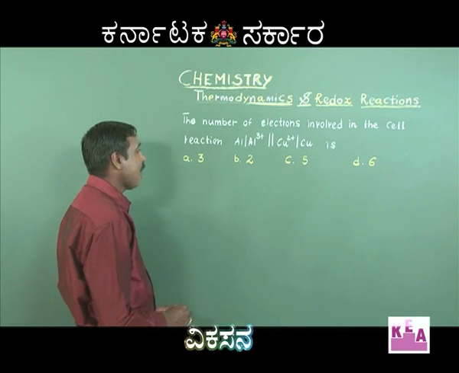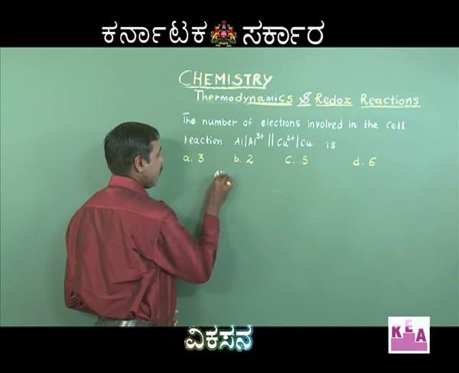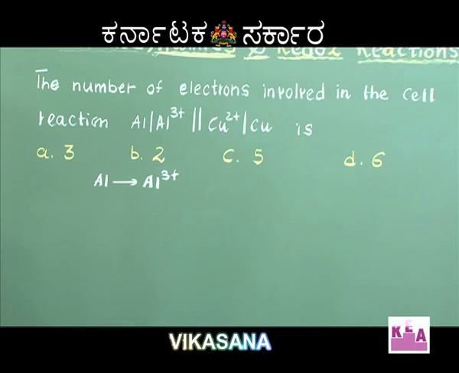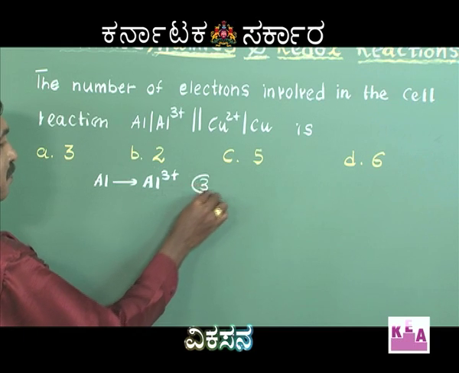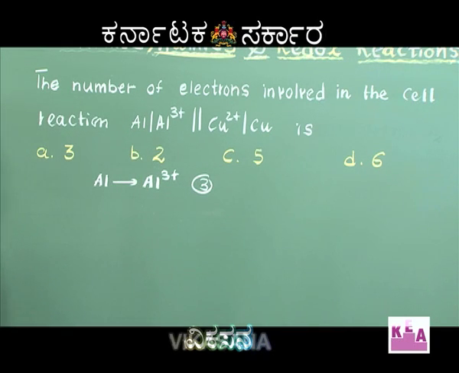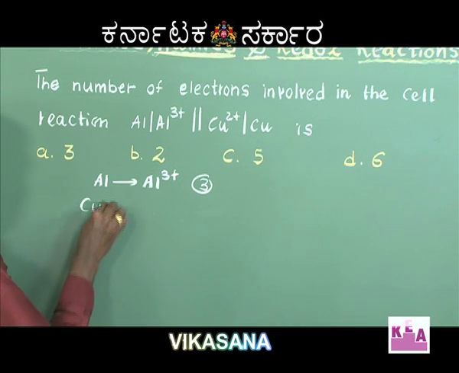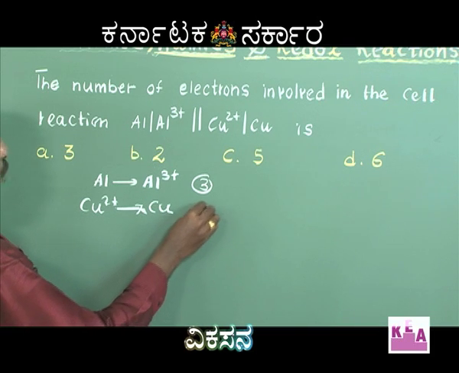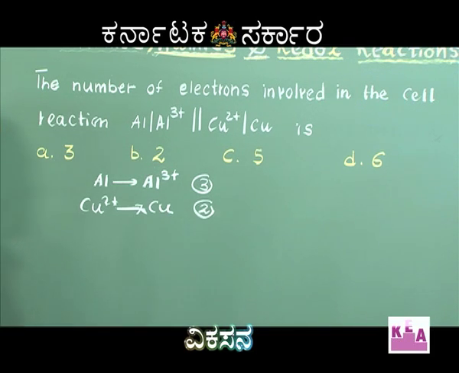Now at the anode I have Al giving Al3+. The half cell reaction at the anode is Al giving Al3+. I have 3 electrons involved in this step. At the cathode, I have copper, Cu2+ giving Cu. 2 electrons are involved in this.